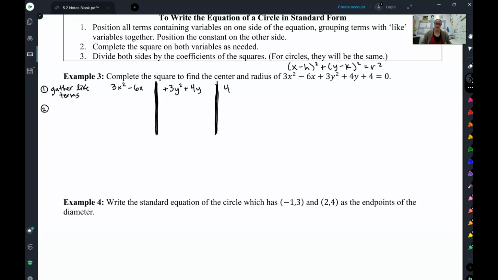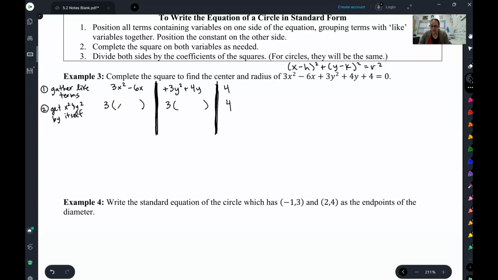Now, step 2, and you may not always have to do this step. This step isn't always necessary, but you need to get x squared and y squared by themselves. So if there's a number in front of the x squared or a number in front of the y squared, you need to take it out, get rid of it. If your x squared and y squared are already by themselves, you can skip this step. But in this case, x squared and y squared are not by themselves. So we're going to do step 2, take the 3 out, so that I can get the x squared and the y squared by themselves.